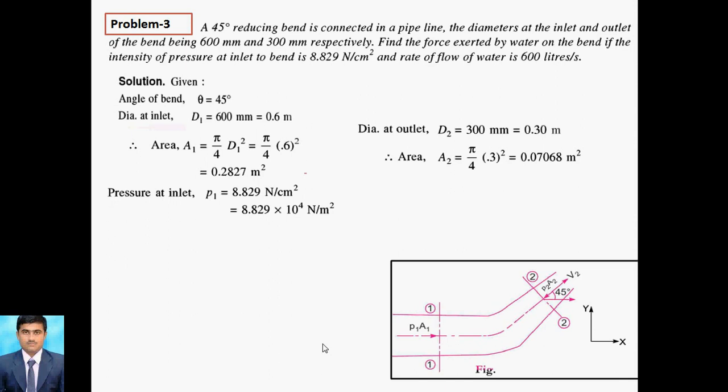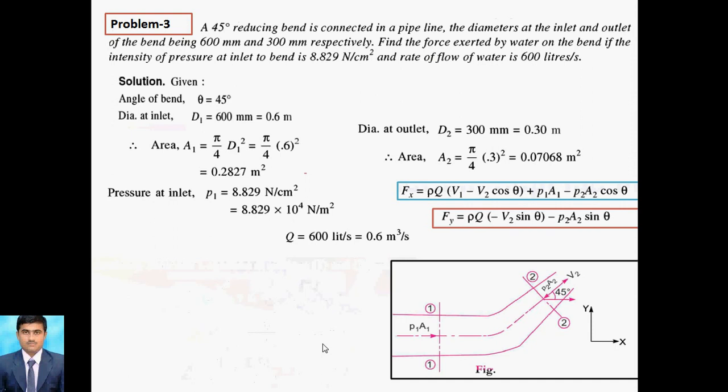Okay. Then the rate of flow, that is Q, is known to you, that is 600 liter per second. We can divide by 1000, so we get the value of 0.6 meter cube per second. So this is the given data. As you know, the Fx and Fy values. What is the Fx value actually?